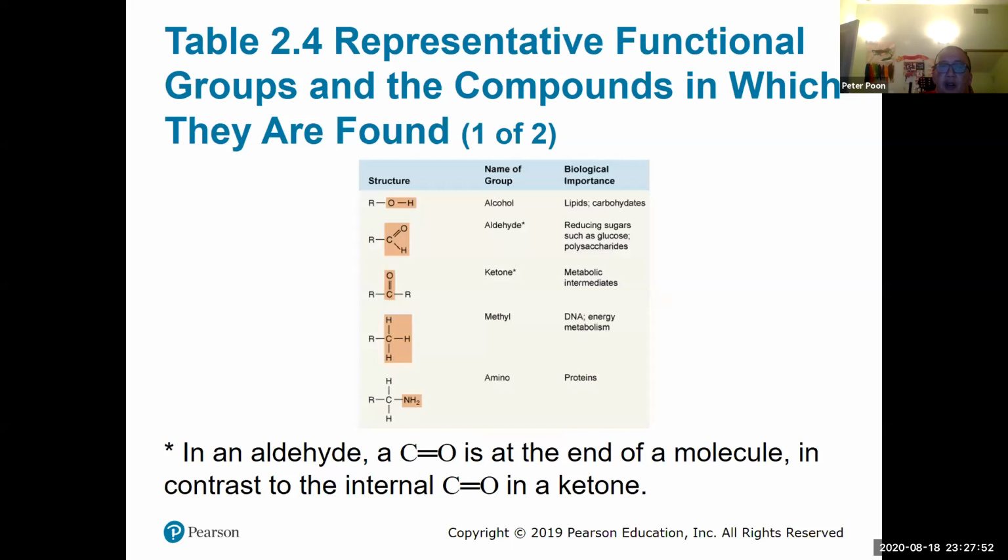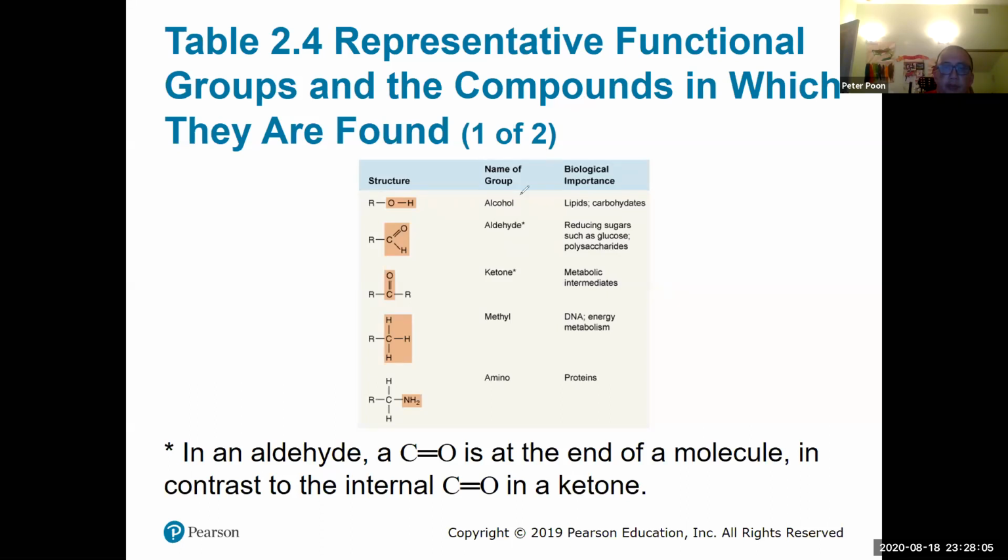There are certain groups that you have to know. The alcohol group you have to know. The methyl group you have to know. The amino group you definitely have to know.